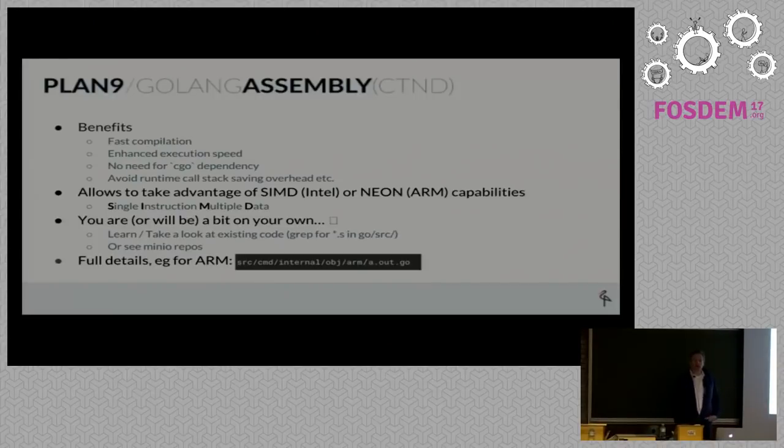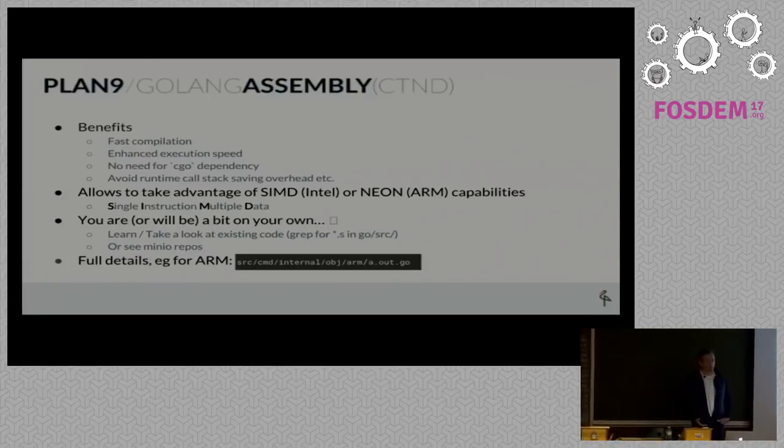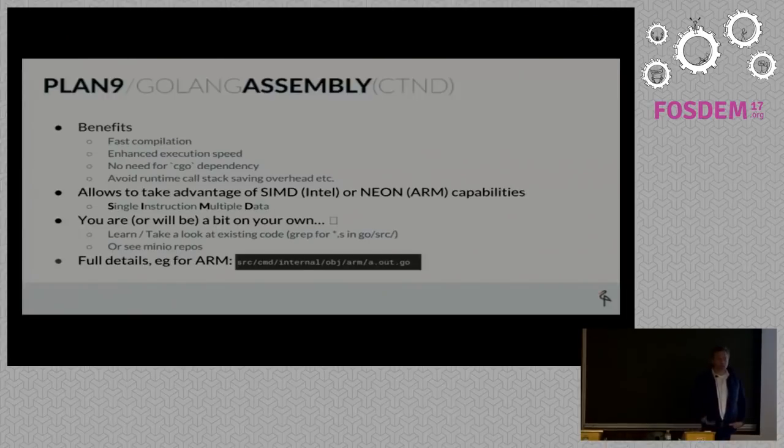To get assembly into your code, you can also use, for instance, the CGO route. But that has some disadvantages. One is that you need to have CGO available. It takes longer to compile because it's more like a C-style compile that happens. And also when you call into that code, there is some runtime overhead because all the stack needs to be saved and everything. If you write your own assembly, you don't have that overhead.